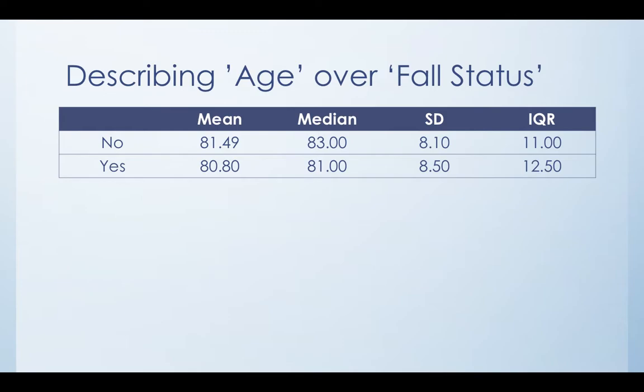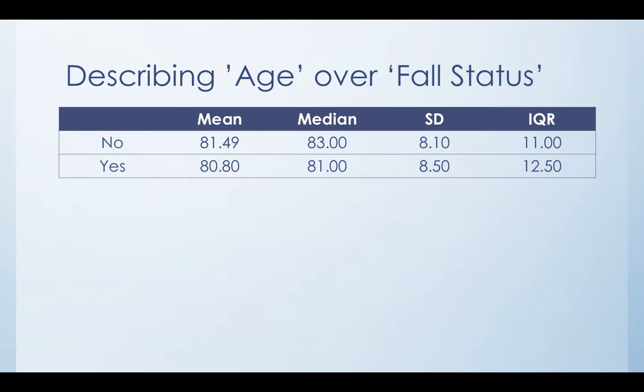Next thing we probably would want to look at is describing a quantitative variable over a categorical variable, because that seems to always happen. To illustrate that, what does age look like over fall status? Now, age, again, quantitative. Fall status is categorical because they either fell or they didn't.